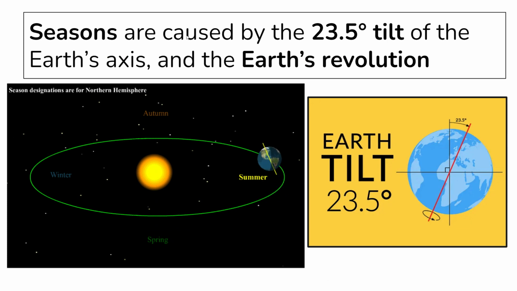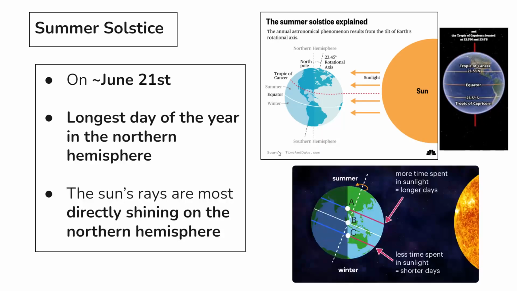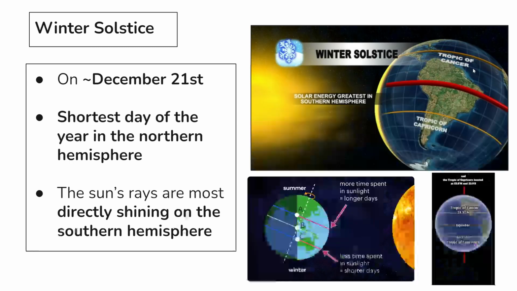Now, remember, seasons are caused by the 23.5 degree tilt of the Earth's axis, as well as the Earth's revolution. And remember, the summer solstice is on June 21st, or around that time. This is the first day of summer. It's the longest day of the year in the Northern Hemisphere, and this is when the sun's rays are directly shining in the Northern Hemisphere, particularly the Tropic of Cancer, 23.5 degrees north.